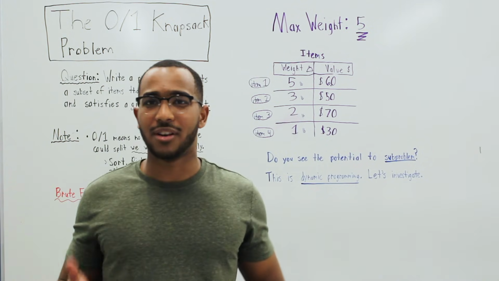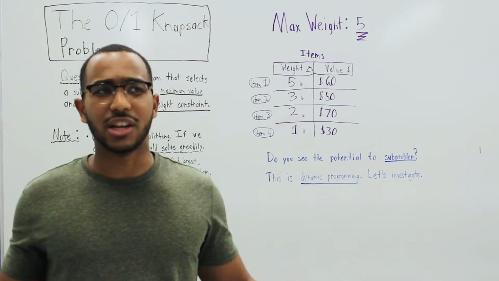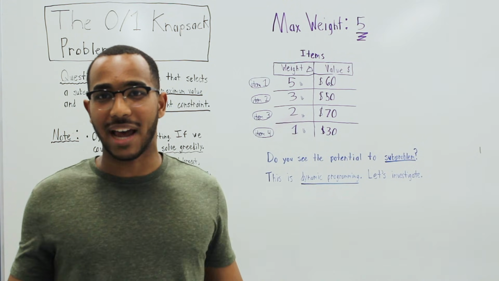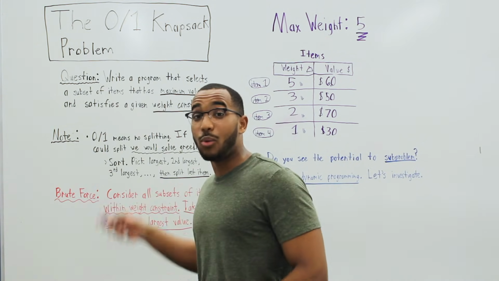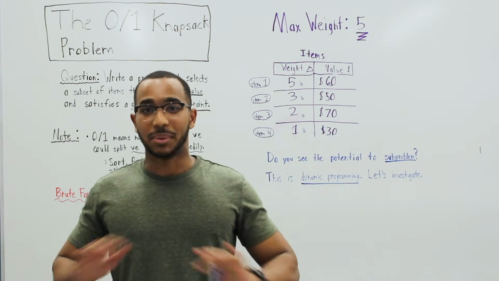This is such a tough problem. Like, how are we going to arrange our subsets? How do we solve each subproblem? Does this even break down into subproblems? First off, let's see why it's 0-1 first. So 0-1 means we cannot split items.